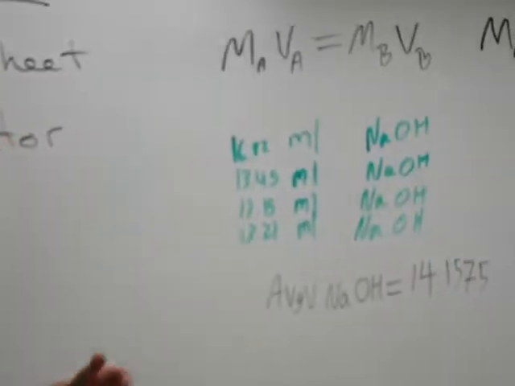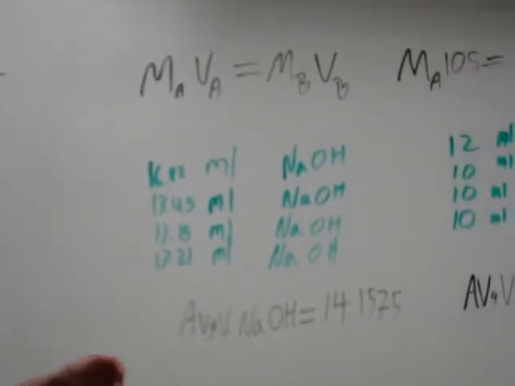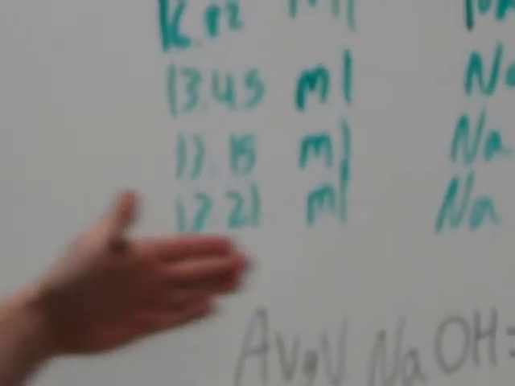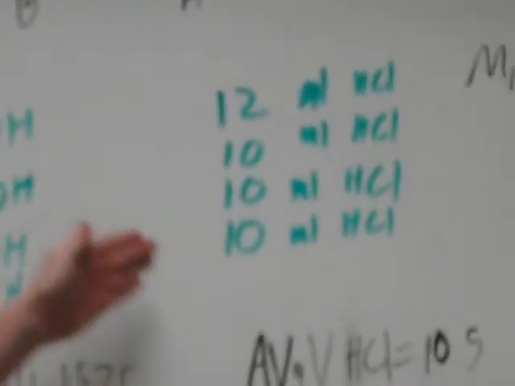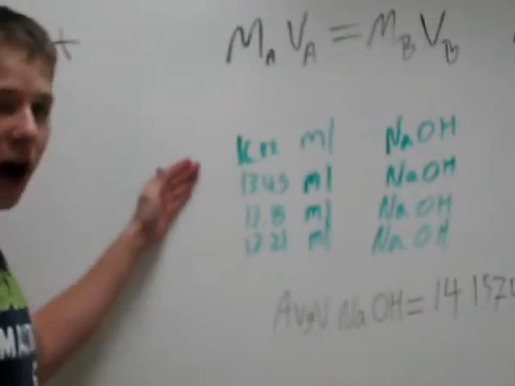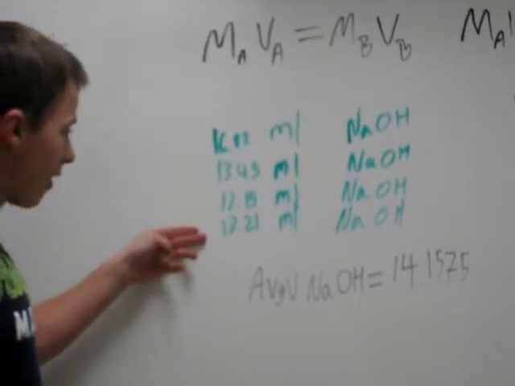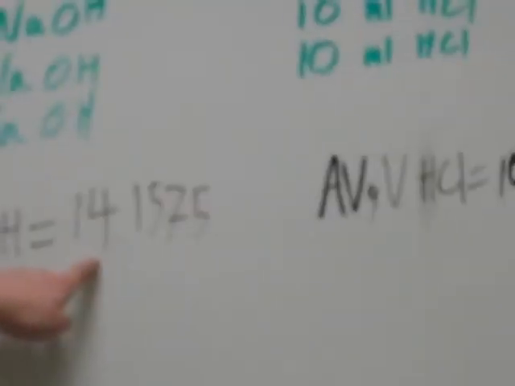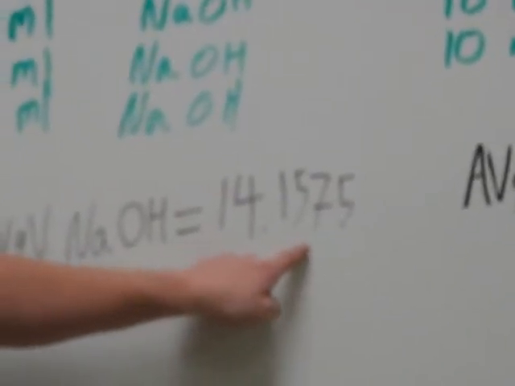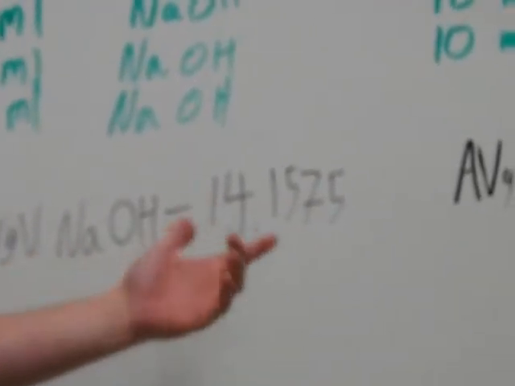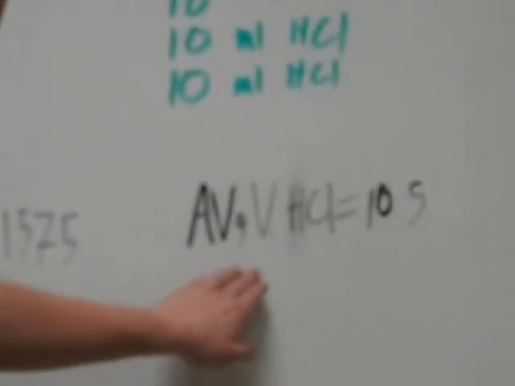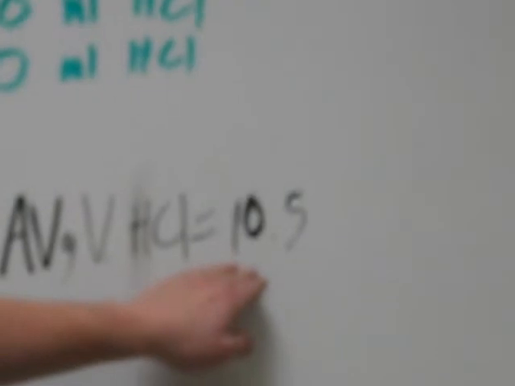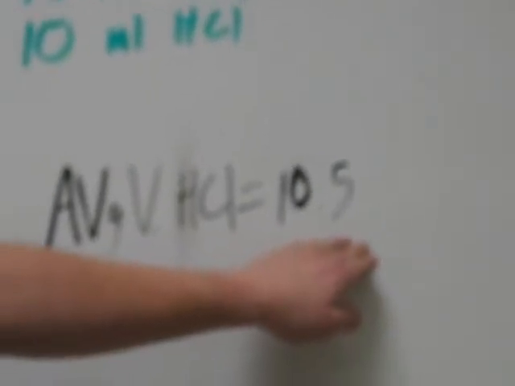Okay, so now we've done our 4 trials for our titration, and we've come up with our 4 different values for our volume of base, and our 4 different values for our volume of acid. What we are going to do now is find the average of these. For the average volume of NaOH, we got 14.1575, which is 14.2 with significant figures fixed. And for our average volume of HCl, we got 10.5.